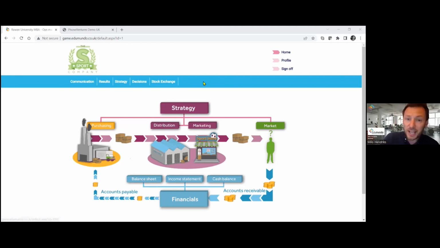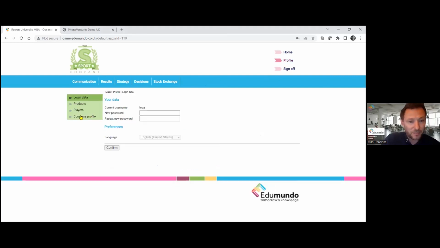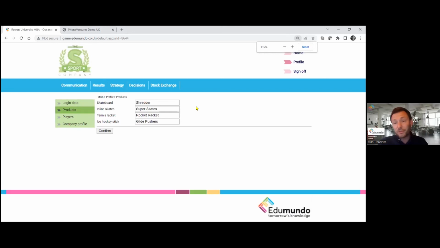I always first ask them to go to profile when they start. So if you go to profile in the submenu here, they can find the 4 different products in which they are trading in this simulation: sports equipment, so skateboards, tennis rackets, those kind of things. And we ask them to come up with names for those products. They should be marketing names which reflect your main Porter strategy, right?